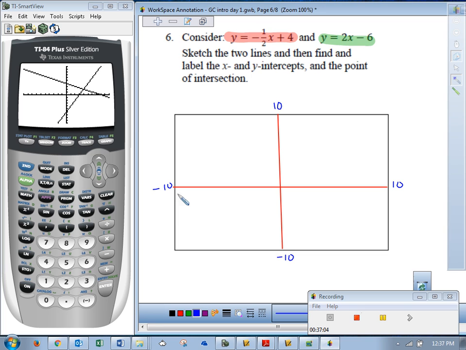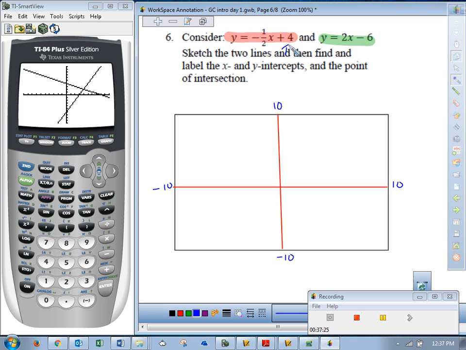Cool. All right, now we've got to go one line at a time. Don't try to find the y-intercept for the first line and the y-intercept for the second line. Do an entire line first, and then do the second line second. So on the first line, which was this red one, if you want to calculate the y-intercept, go ahead.